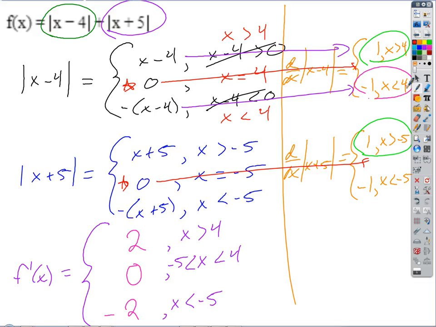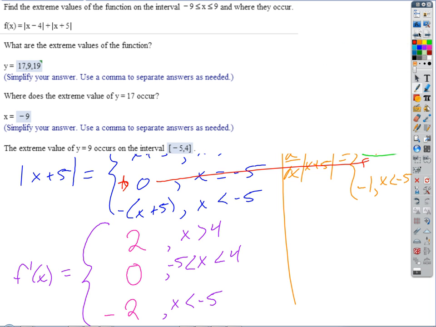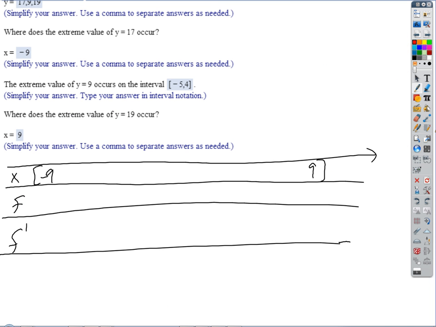Yes? Would that be like a hole in the function? Yeah, it would be like a hole in the function, exactly. Okay? So if we go back then, we can add those critical numbers. They were, what was it, negative 5 and 4? Yeah.